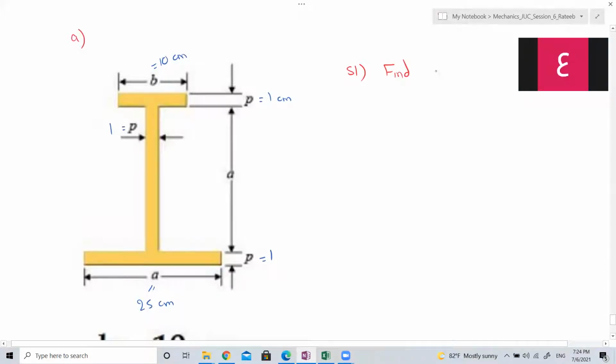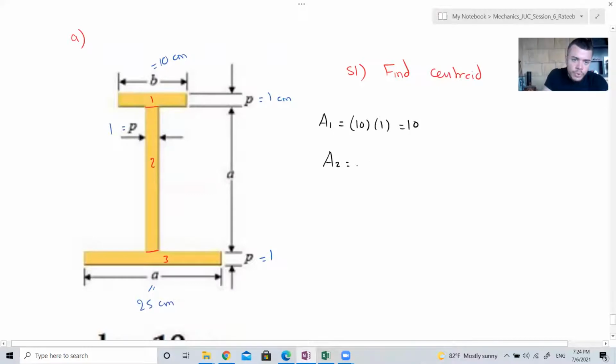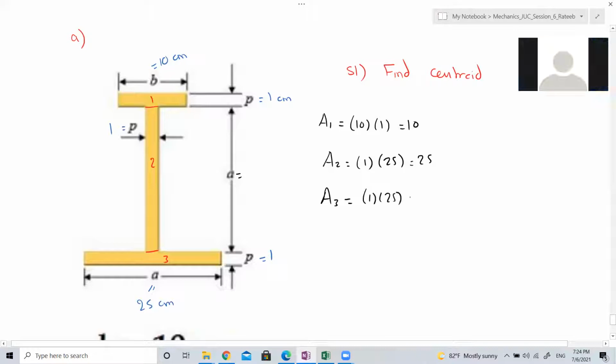قسمة 3 أشكال. تفضل، قسمة 3 أشكال. This is 1, 2 and 3. We need to find the centroid first. So بنحط A1، قد ايه A1? A1 equal 10 times 1 which is 10. A2 it's 1 times 25، وال A3 هي 1 times 25، وال A total هي قد ايه؟ 60.